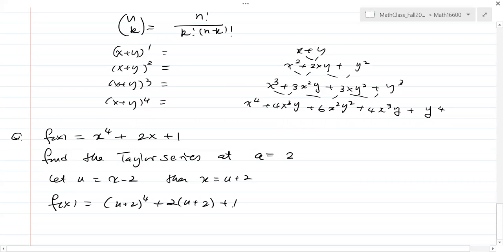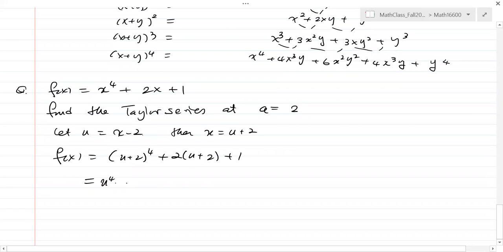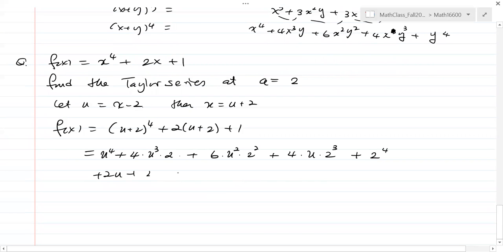And you look at the formula above. So that's the formula. Right? So you will get u to the fourth power plus 4 times u cubed times 2, plus 6 times u squared times 2 squared, plus 4 times u times 2 cubed, okay? Then plus 2 to the fourth power. That's the first part. Then plus 2u plus 4 plus 1.